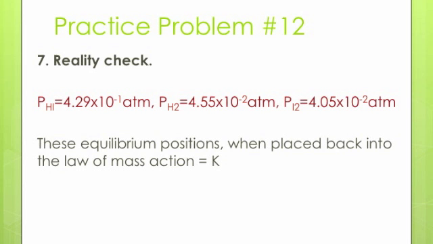Once we have found the equilibrium positions, it's time for a reality check. We take our answers and apply them back to the law of mass action and make sure that it equals K. This is an easy way to double check your work and not lose points.